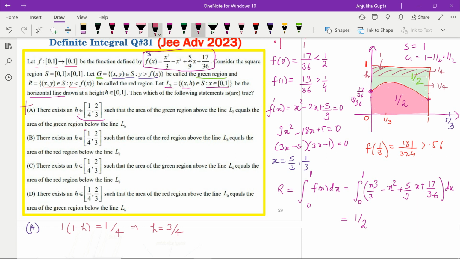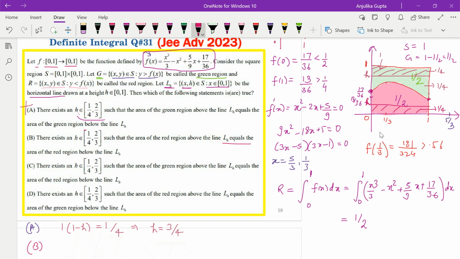Now, a similar thing: they are asking for the red region. Can you have a line LH such that it divides the red region into half and half? Okay, so let's say this is my line LH. That means this is the y coordinate h. This is my line LH. Now again, you want the below area to be 1/4 and the top area to be 1/4. Let's work on the below area. Can I get the area to be 1/4? So what do I do?